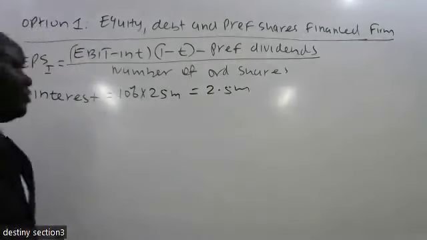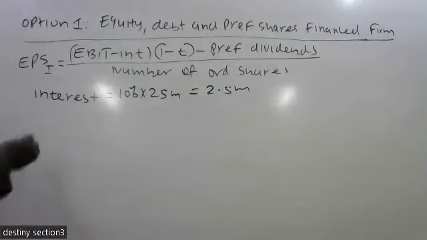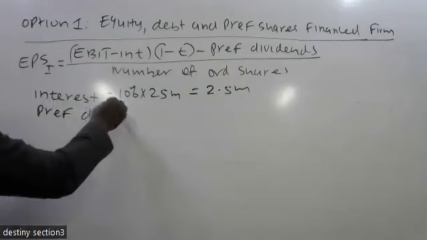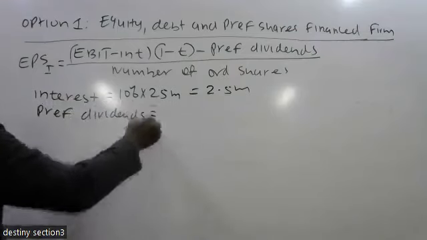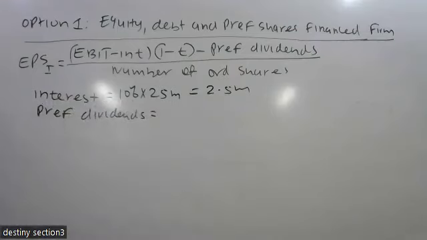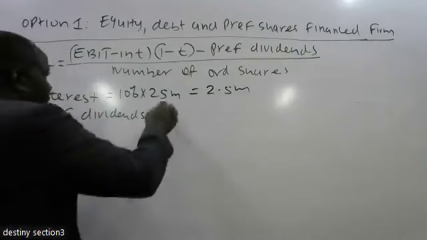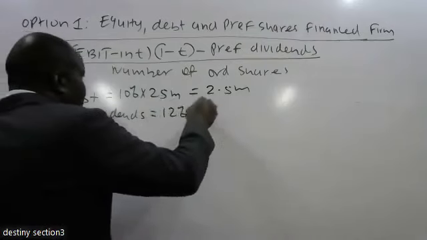Then we should also compute the preference dividends. For the preference dividends, we do the same. Are you able to see 12% preference share capital? Yes, so we get 12% of 15 million.